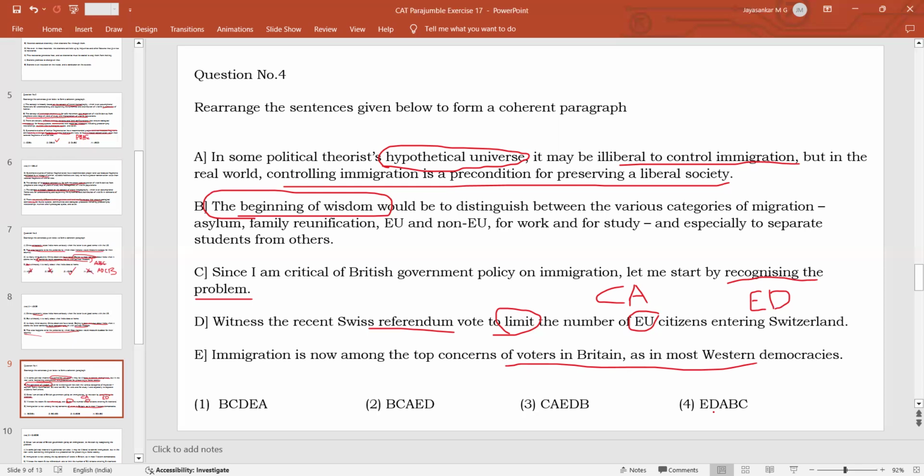EDABC. Will EDABC become a good sequence? In some political theories, hypothetical universe, the beginning of wisdom, since I am critical. No, since I am critical should come first. So EDABC you can directly ignore. What about BCAED? First, we talk about the beginning of wisdom. No, the beginning of wisdom should come at the last. So that is why BCAED is also wrong. BCDA is also wrong. So B should not come in the beginning. So what is the only answer? CAEDB. So you can see the sequence here.